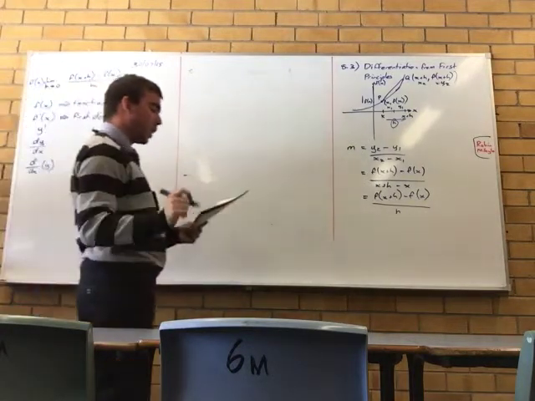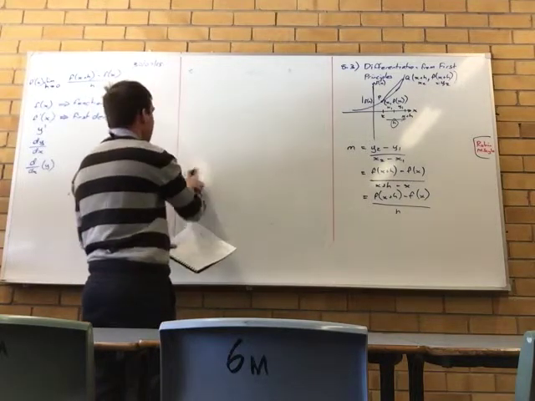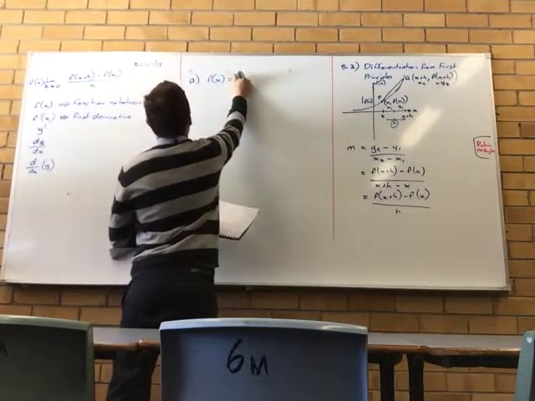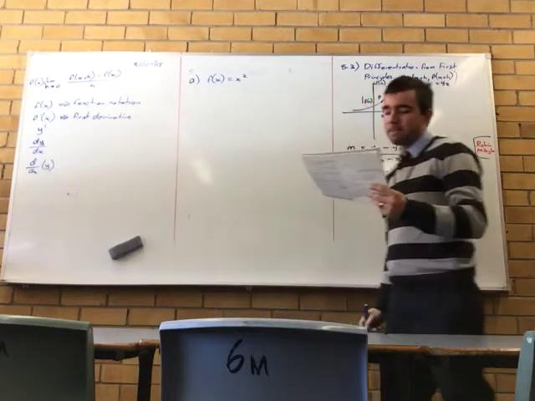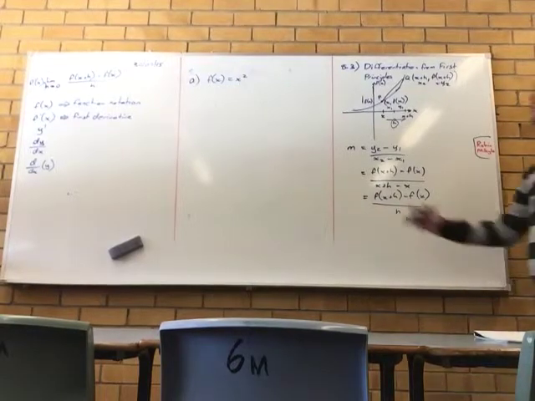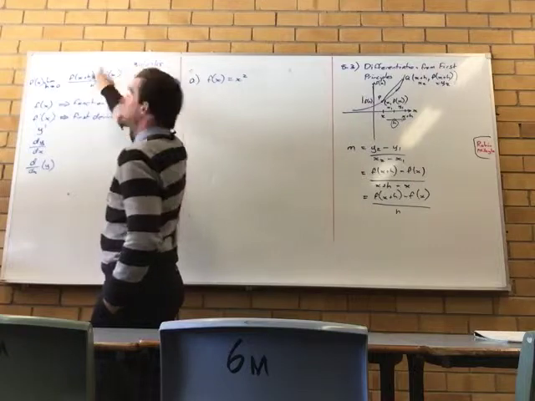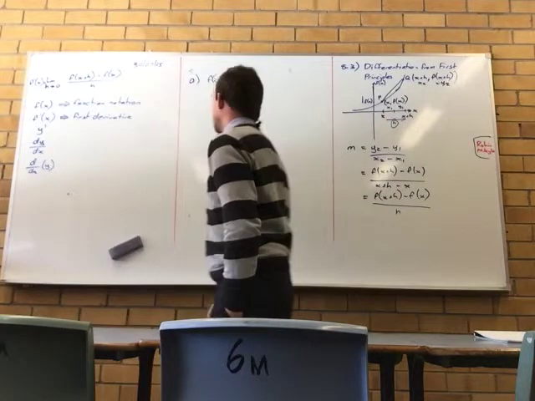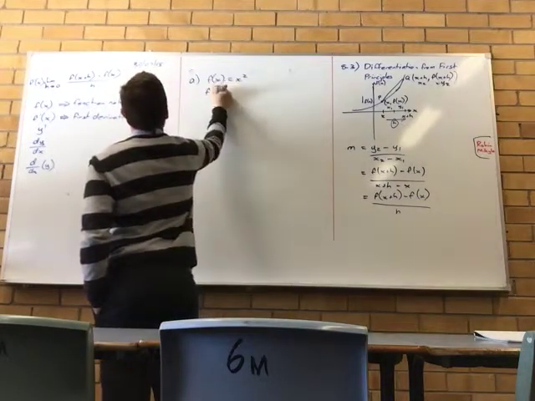So, differentiate the following from first principles to find the derivative function. So, A, f of x is equal to x squared. So, we are finding the equation of the gradient of the tangent at any point x on my parabola x squared there. So, in the formula, we need f of x, which we have. Okay, we need now f of x plus h. That's the next thing we need to write.